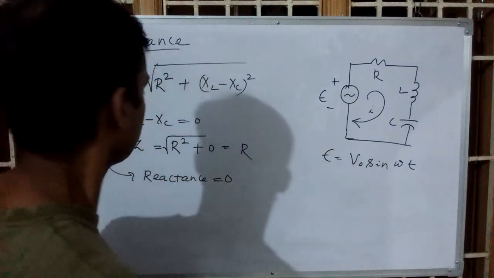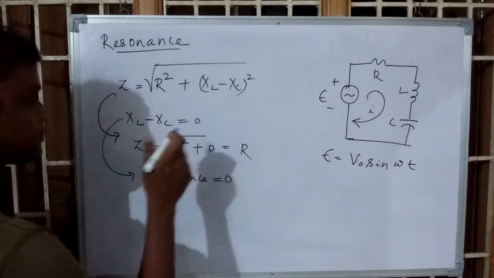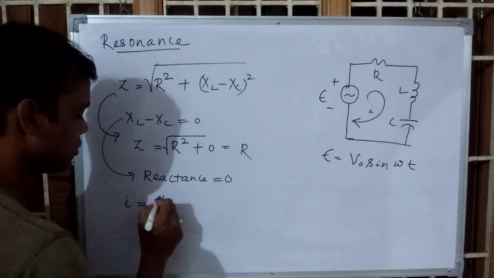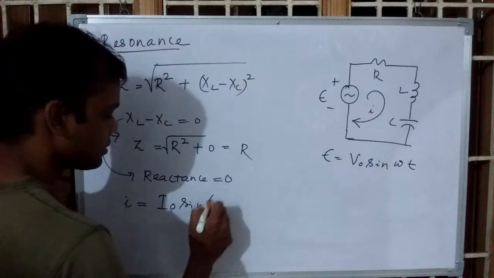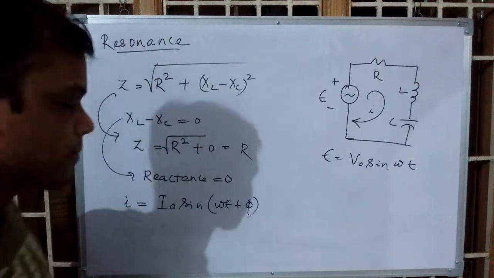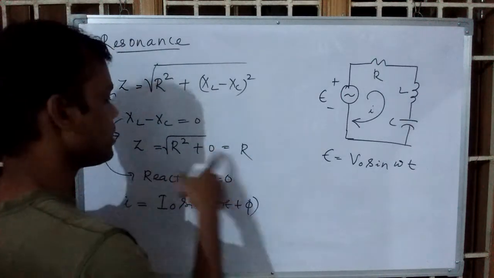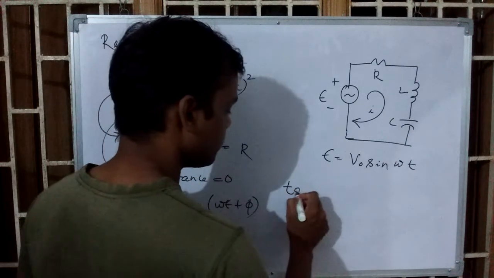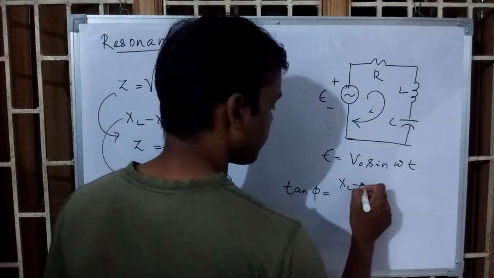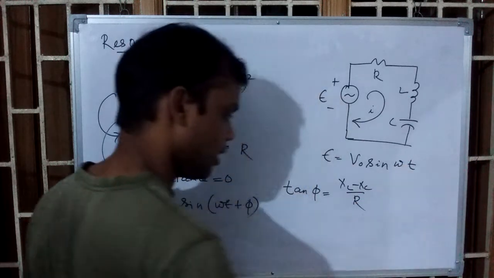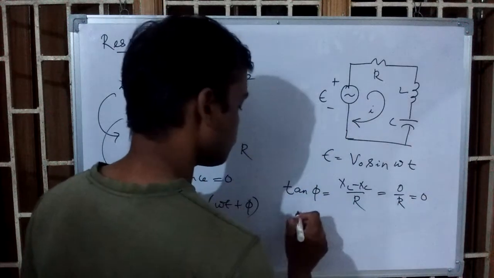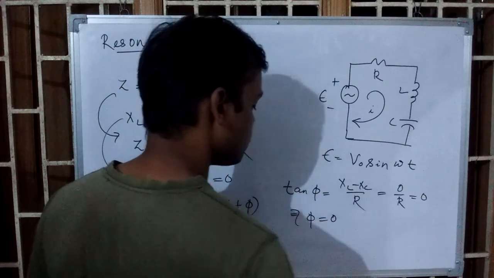In that case, what happens? Your current expression we got in the previous discussion will be I naught sin(omega t plus phi), whereas voltage is this much. Now if Z is equal to R, then what is the value of phi? We know that tan phi is nothing but (XL minus XC) by R. Then this is equal to 0 by R, which is 0, implies phi is equal to 0.